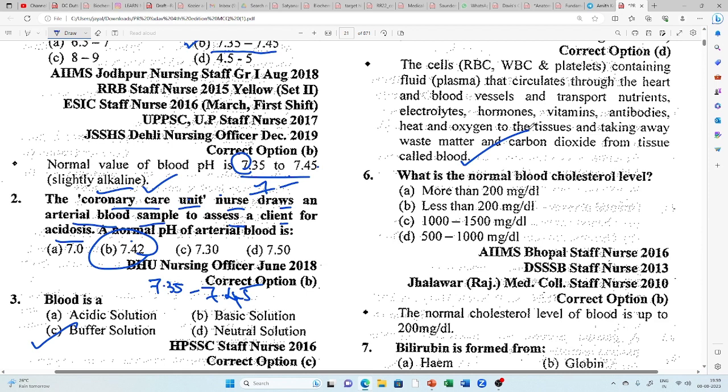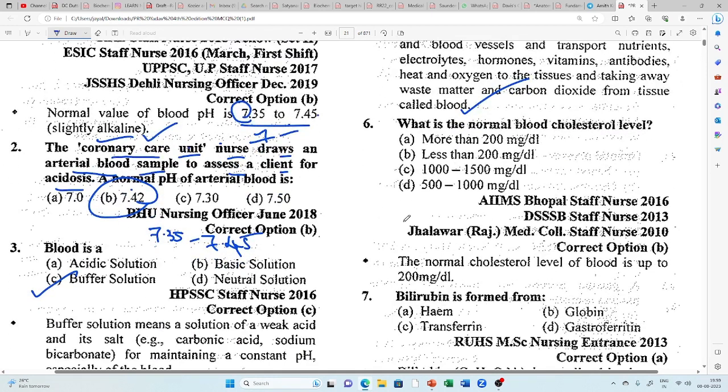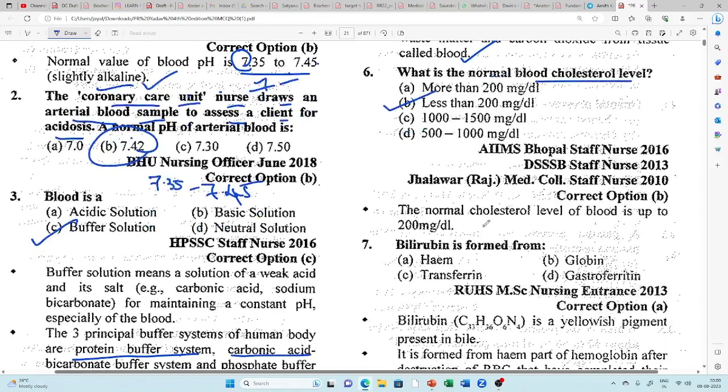Okay, what is the normal blood cholesterol level? Here you can see so many options. It is not more than 200 mg per dl, less than 200 mg per dl, 1000 to 1500 mg per dl, or 500 to 1000. The correct option is option B, less than 200 mg per dl. The blood cholesterol level should be less than 200 mg per dl. Next, the normal cholesterol level in the blood is up to 200.